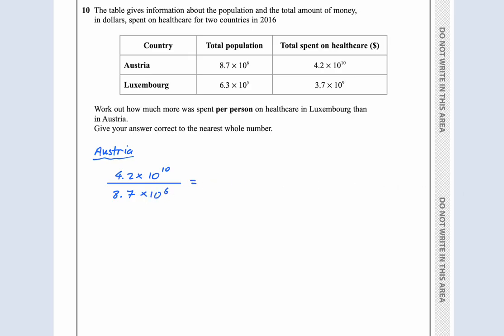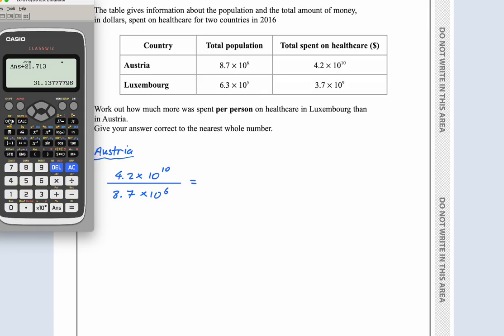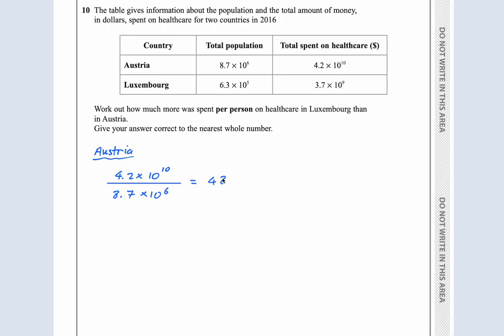And this equals, I can do this on my calculator, guys, because my calculator can cope. 4.2 times 10 to the power of 10 over 8.7 times 10 to the power of 6, which is 4827.6. Okay, that's Austria.